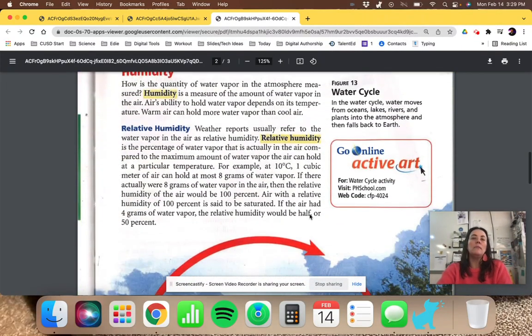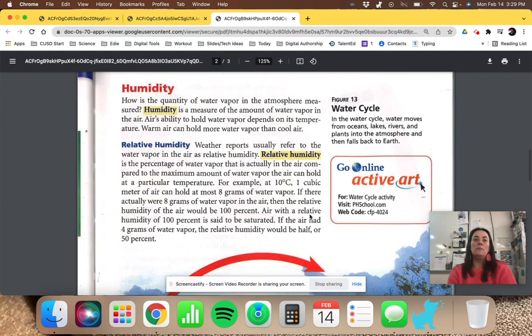So, humidity. How is the quantity, or the quantity means the volume or how much, how is the quantity of water vapor in the atmosphere measured? Humidity is a measure of the amount of water vapor in the air. Air's ability to hold water vapor depends on its temperature. Warm air can hold more water vapor than cool air.